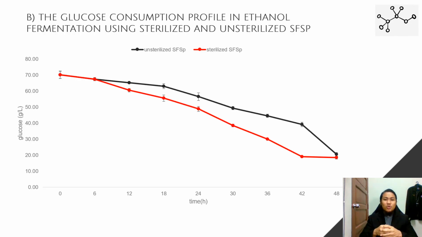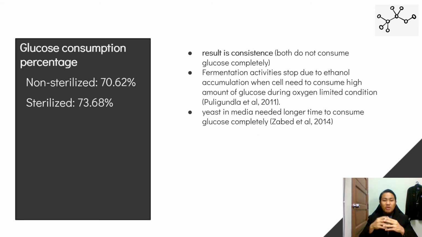The second result is the glucose consumption profile in ethanol fermentation using sterilized and non-sterilized Sago Frond sap. We can look at the graph. From the graph, we calculated that the glucose consumption percentage in non-sterilized Sago Frond sap media is lower than sterilized Sago Frond sap media, with 70.62% where sterilized had 73.68%. However, the result is consistent in that both do not consume glucose completely.